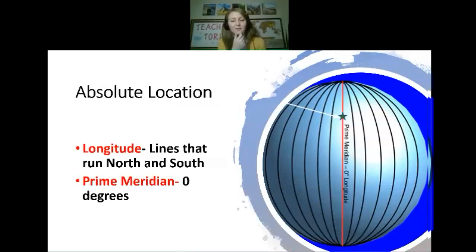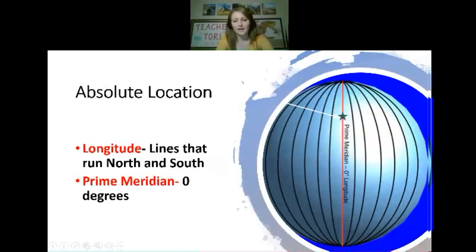Longitude. Your mouth literally goes like this. Longitude. These lines run north and south, up and down, north and south. 0 degrees longitude is the prime meridian. It is the center of the longitude lines. 0 degrees, prime meridian. So that is longitude. Okay, it is the center line.